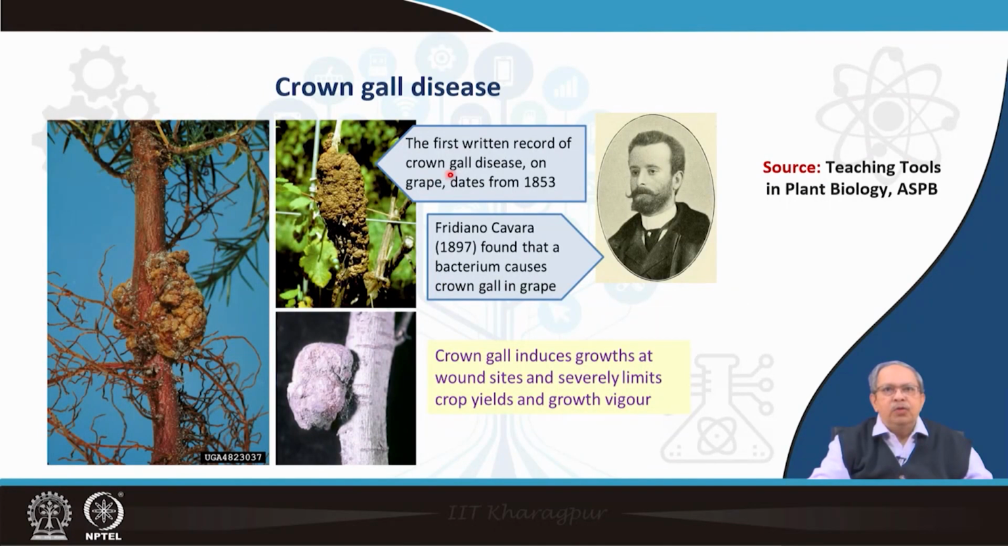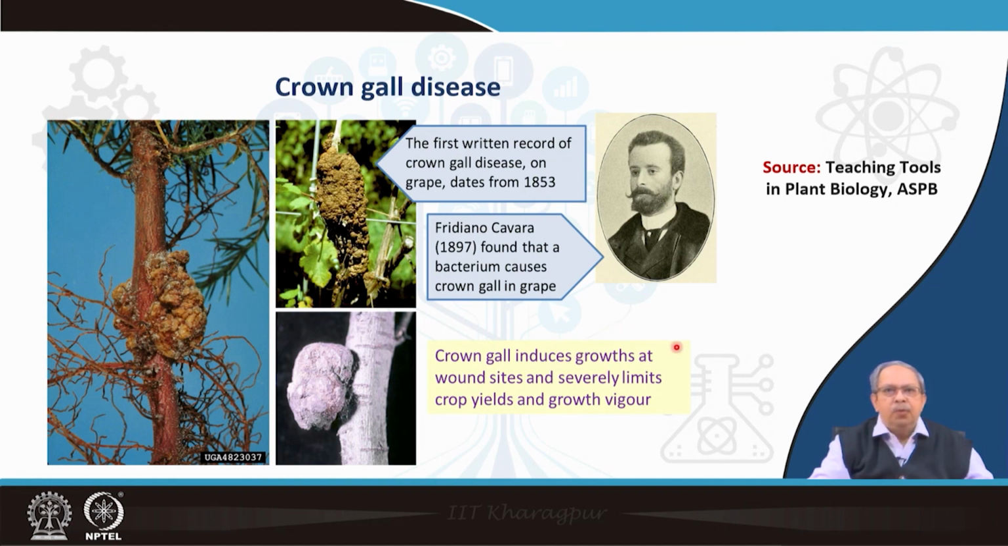So, the crown gall disease was first recorded also from grapes in 1853, and the scientists found the bacterium which is responsible for the crown gall disease. That bacterium is now called Agrobacterium tumefaciens, because it induces the tumor. This is a typical crown gall tissue.